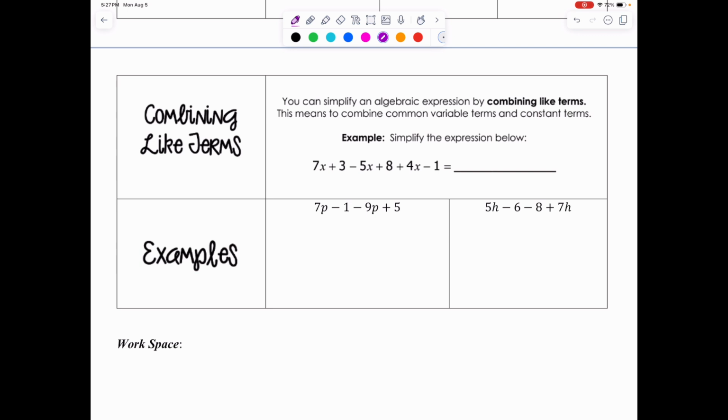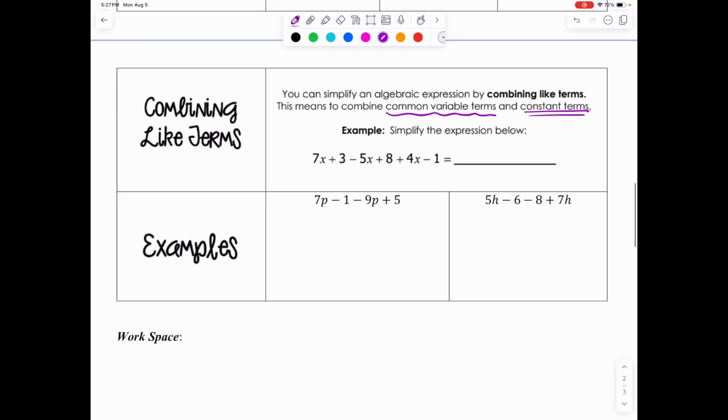This means to combine common variable terms and then constant terms, right? So you want to think about what's alike, and those are the only things that you should be combining. So x's get combined with x's, numbers with numbers, q's with q's, xy's with xy's. You want to look for like terms. So if I'm looking at this expression, it says example, simplify the expression below. I want to look and I want to code what is alike.